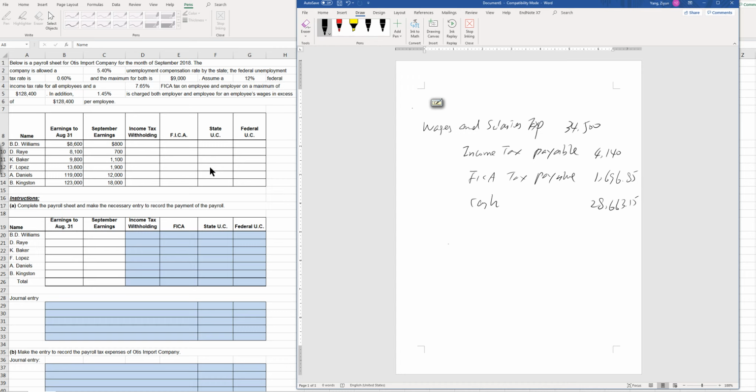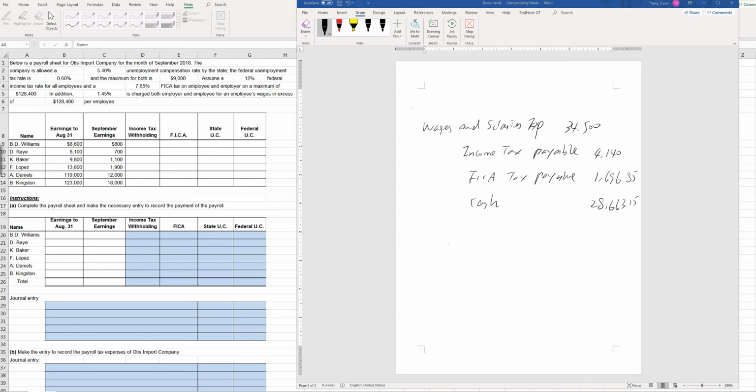And then we have the cash payment to employee. And these state and federal unemployment compensation, they're not deductible from the employee's salary. They're paid by the employer. So we need the next journal entry.